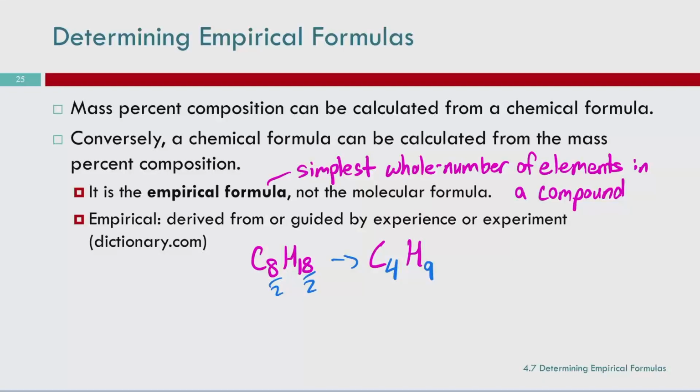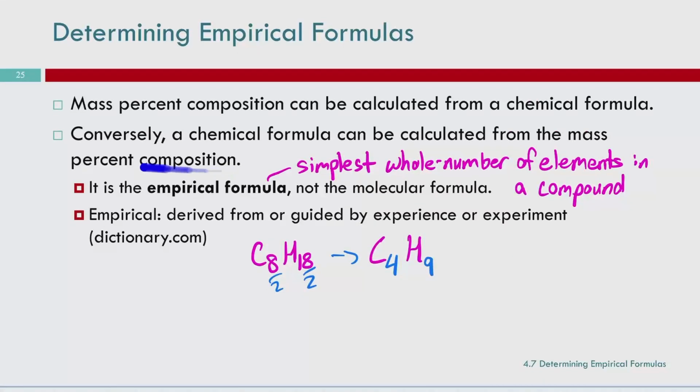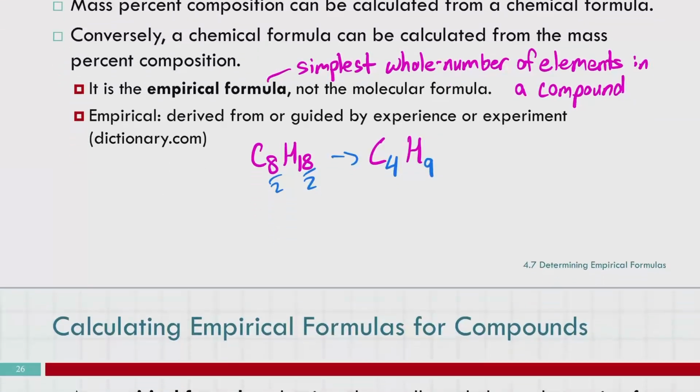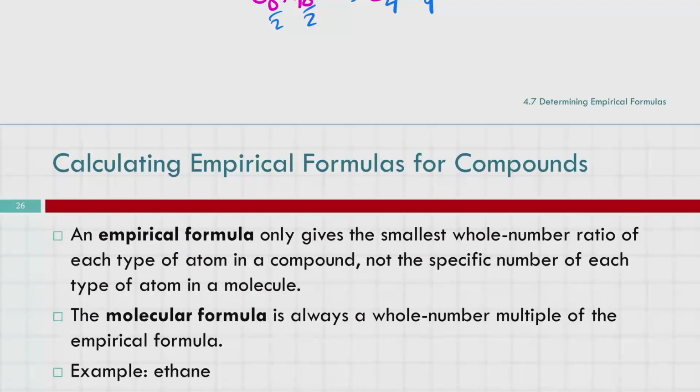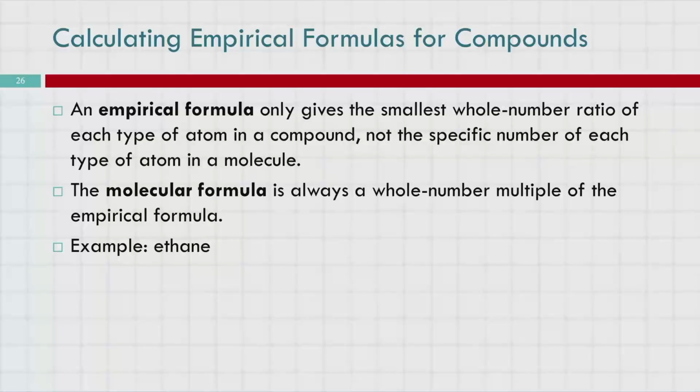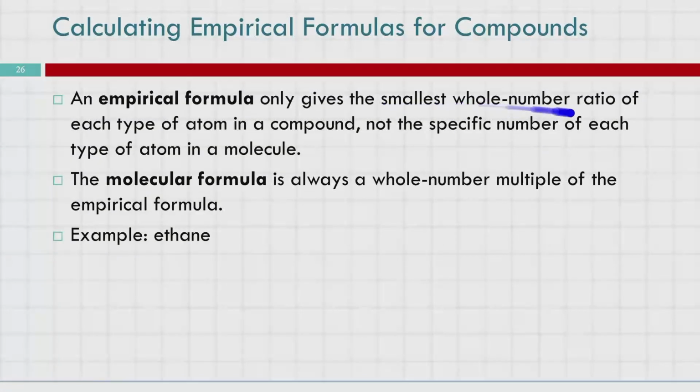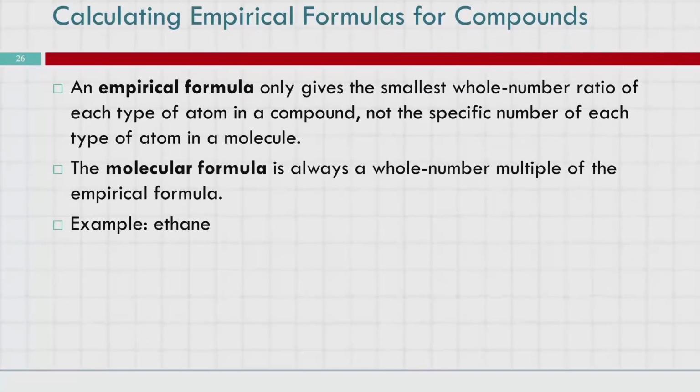We can find these from mass percent composition. We would have to have multiple numbers for the mass percent composition. Oh, look at that. We haven't talked about it, and I put it on the next slide. That's very cool of me. So our empirical formula gives us the smallest whole number ratio. It's not the actual amount. The molecular formula is the actual number of each element.